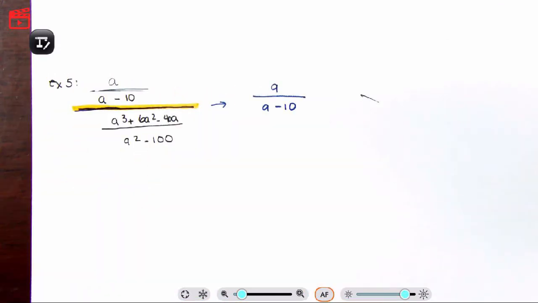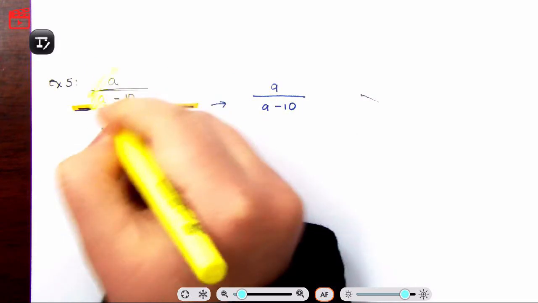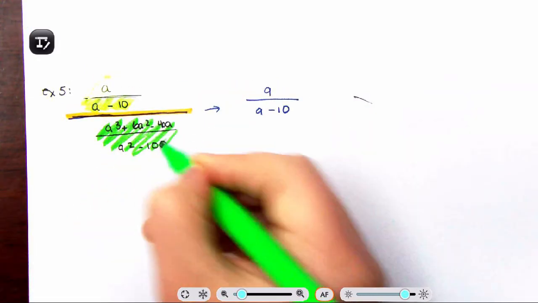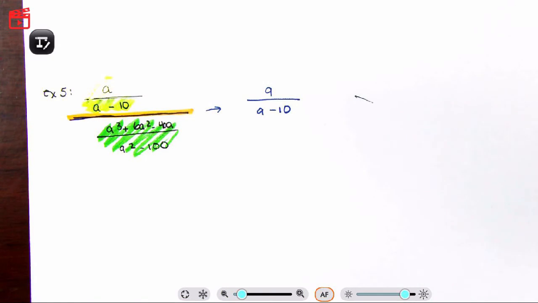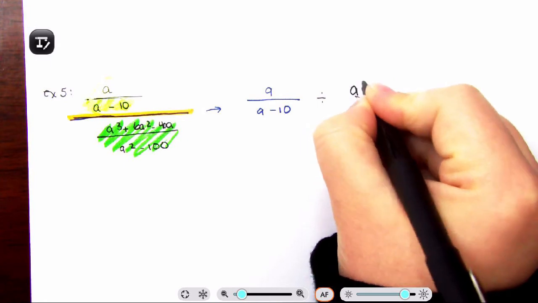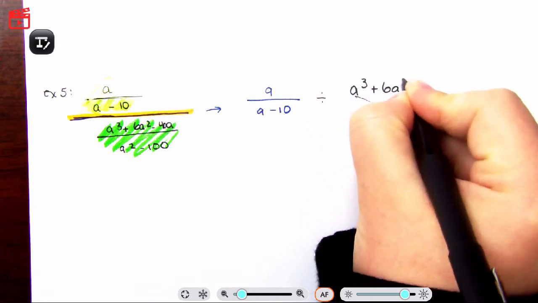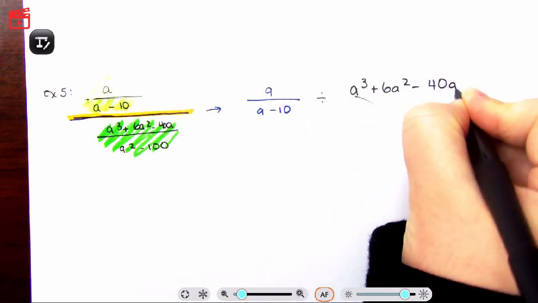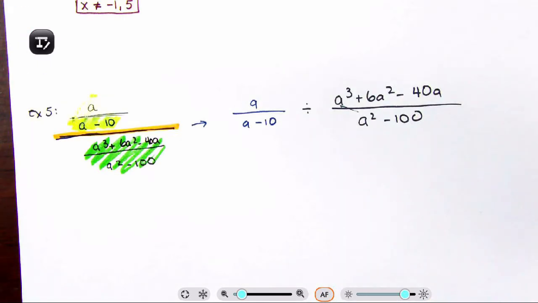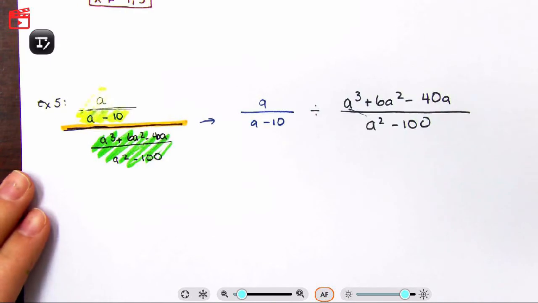You have a fraction, here's your first fraction, divided by a fraction. So it's the same thing that we did in the previous example. We have a fraction divided by a fraction. So how do we deal with dividing fractions? Well, we're going to do the KFC method.